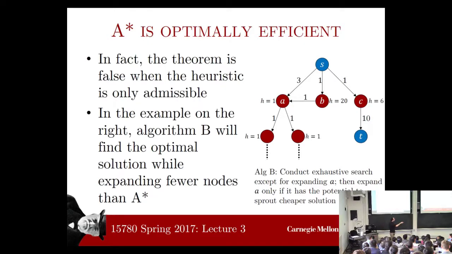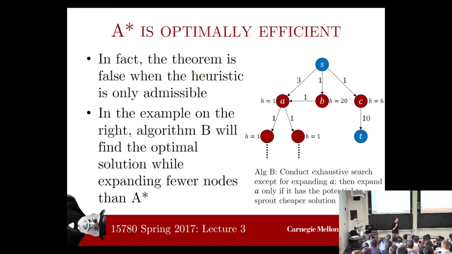So it expands S, it expands B, it expands C, it expands T, so it discovers T. And now it's asking itself, should I expand A? Does A have the potential to give me a cheaper solution than T? So it looks at its available information and says, B has an H value of 20, and the heuristic is admissible. So I know that any path from B to a goal would have to be of length 20. In particular, the path would cost 1 here, and then from A, it would have to cost 19. Whereas the cost of T is 7.